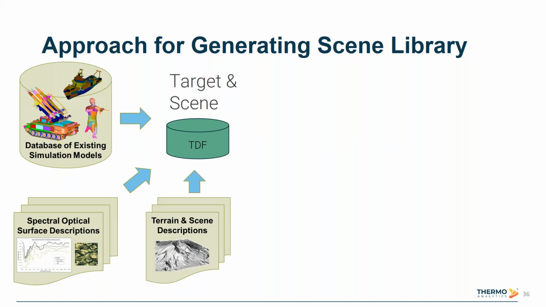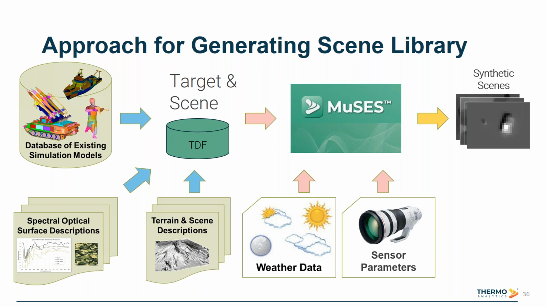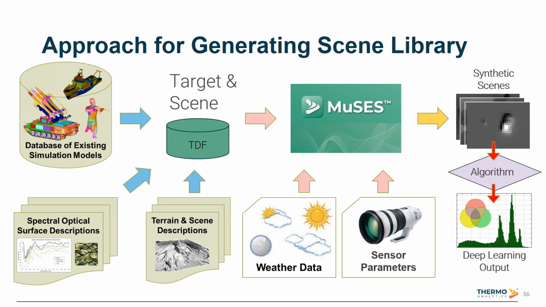So inside of each model, we have the geometry of the target, optical surface descriptions, and terrain descriptions. These are all fed into MuSES along with weather data and sensor parameters to create a thermal model. And after that analysis, synthetic images of the scenes are generated, which can then be fed into an algorithm to give some deep learning output.